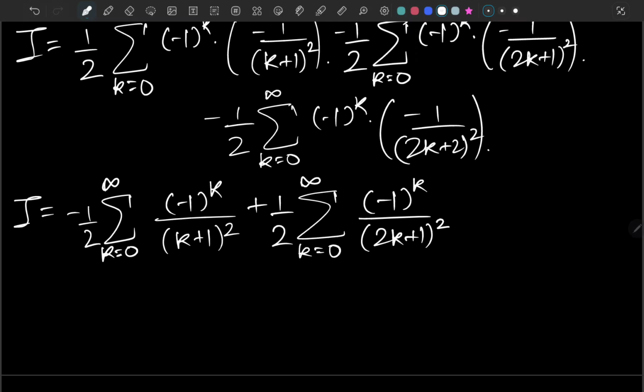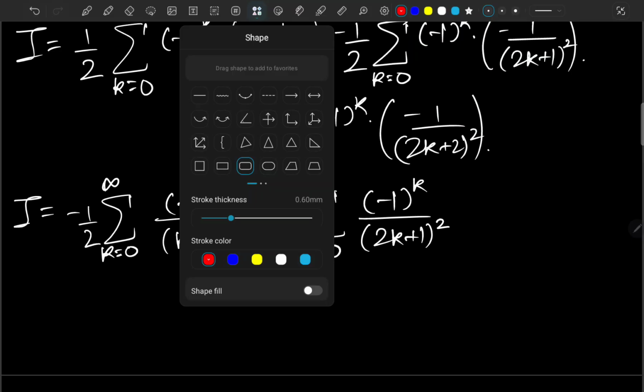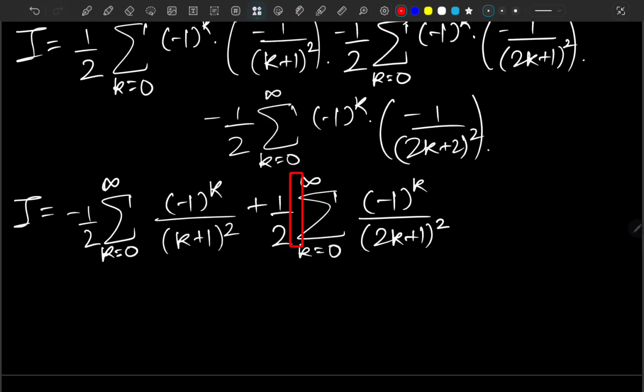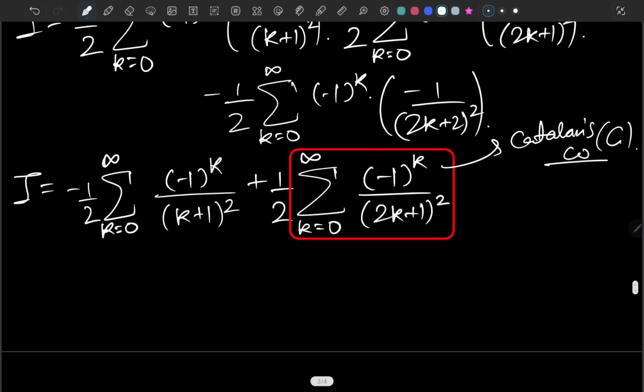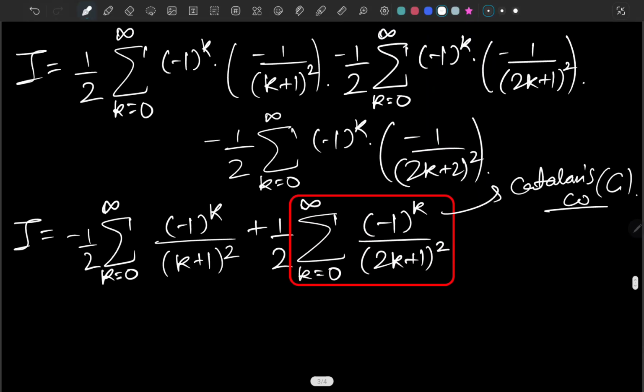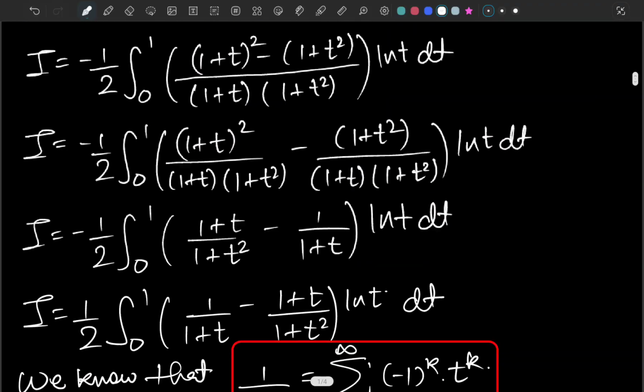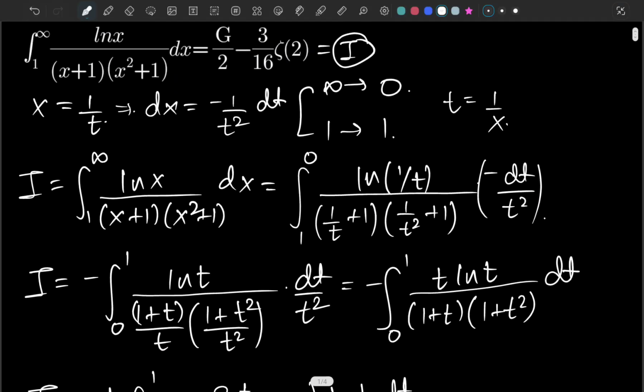Do you remember, guys? This was our Catalan's constant that I talked about in the beginning of the video. So this is Catalan's constant, which is G. From now onwards I'm just going to represent this infinite sum as G, and there was a factor of half in front of G, so basically we are having the first part of our result and we are just going for this one.